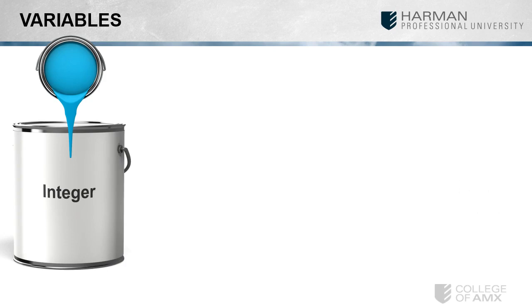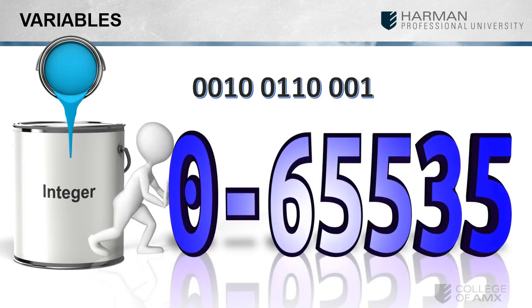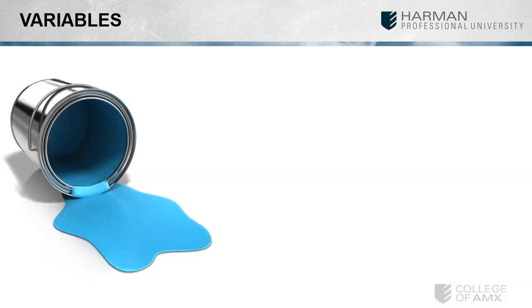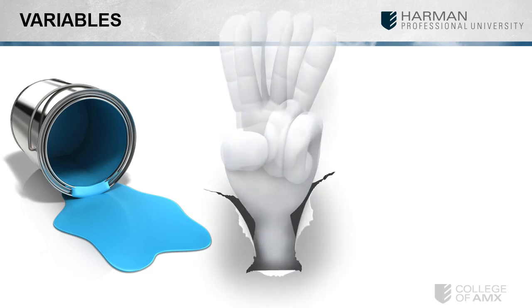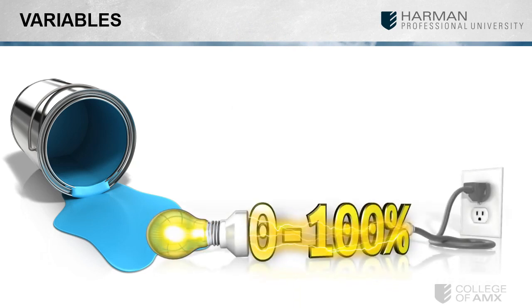The integer data type. This data type is used to store unsigned 16-bit integer values in the range of 0 to 65,535. These are our counting numbers. Integer is used to store any positive whole value. They are commonly used to store volume levels or the brightness level of lights in a room, say 0 to 100%.